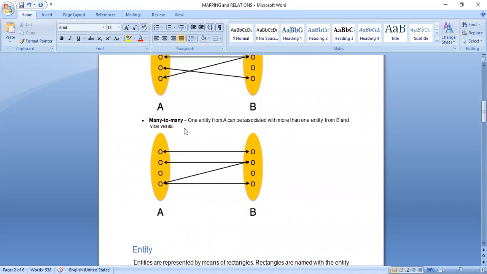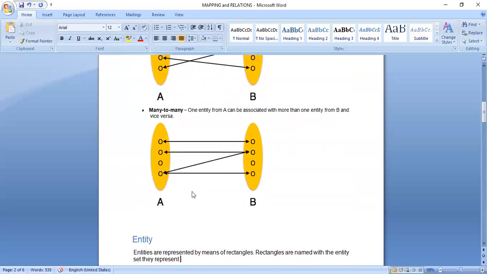Okay. The next one is many to many. That means many entities from entity set A are associated with many entities from entity set B. Then we say that is many to many. See here, the first two are one to one, but the second one is associated with the second one of B as well. The second one of B is associated with the fourth one of A, and the fourth one is again associated with the fourth one of B. That means one entity from A can be associated with more than one entity from B and vice versa. Then that is said to be many to many.